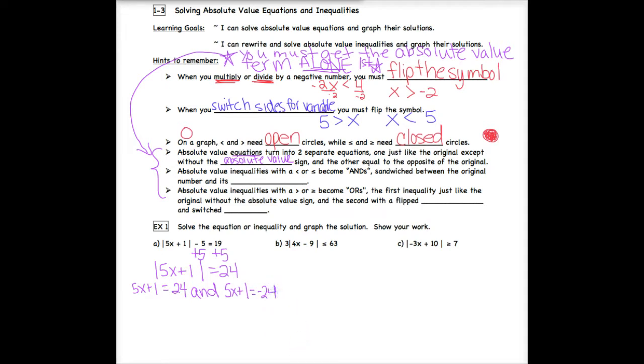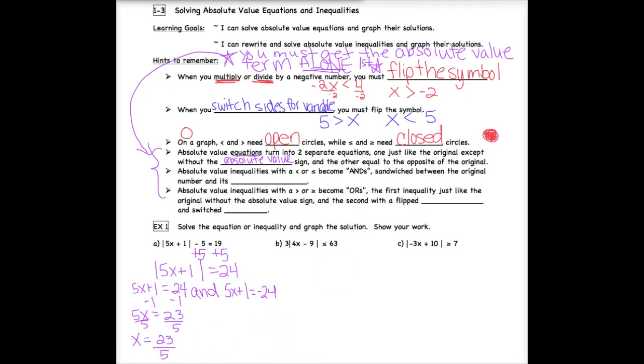Once I've got that, I think most people are pretty good with how to solve this from here. You solve both of them separately. So subtract 1 on both sides. That gives me 5x equals 23. Then divide by 5. No, that does not come out evenly. Yes, that is okay. We're going to leave it 23/5.